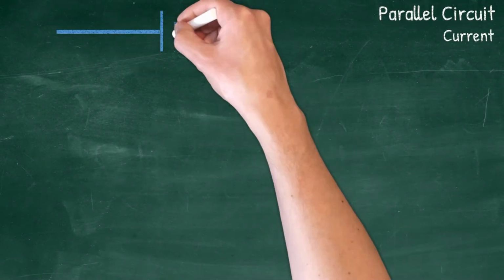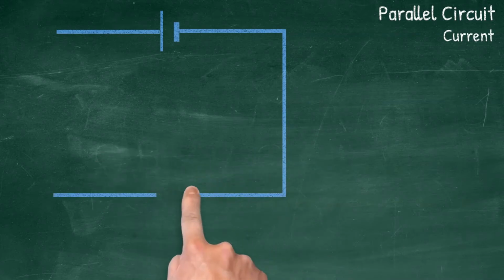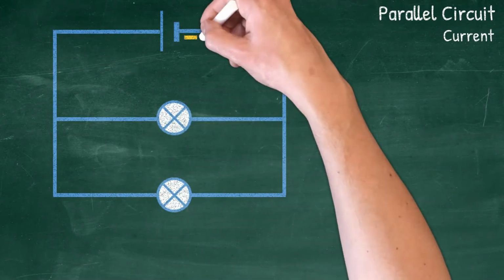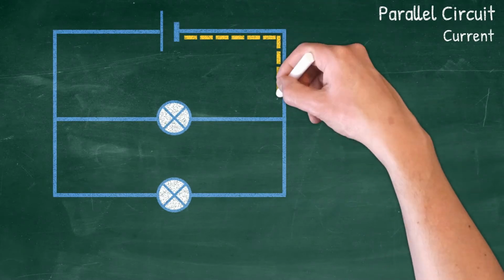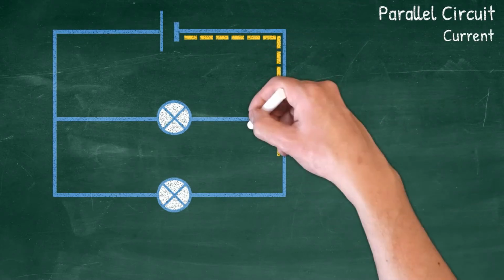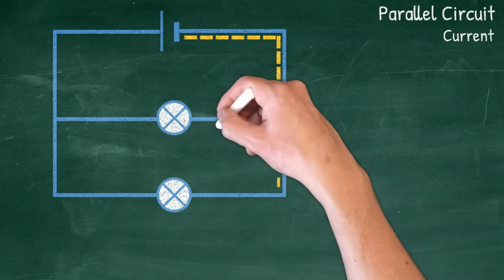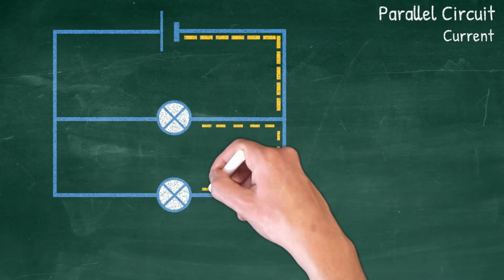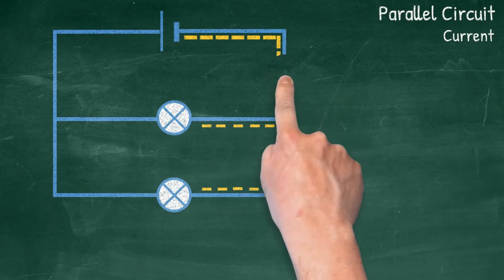Well, in a parallel circuit there are different loops through which the current can flow. As the current gets to this point, it will split, some passing through one loop and the rest passing through the other loop. If the resistance of the components is the same, then the current will divide equally between the two loops. If they're not, the current will flow fastest through the component with the least resistance.